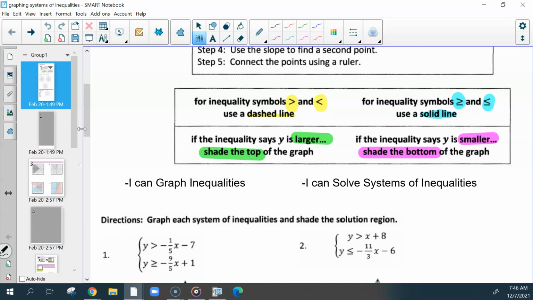If the inequality says y is larger, which means greater than or equal to, we shade above. And if the inequality says y is smaller, which means this is less than and less than or equal to, we shade below. So basically, we're going to take everything we've learned, and now because we have 2 of them, we're going to do this twice.